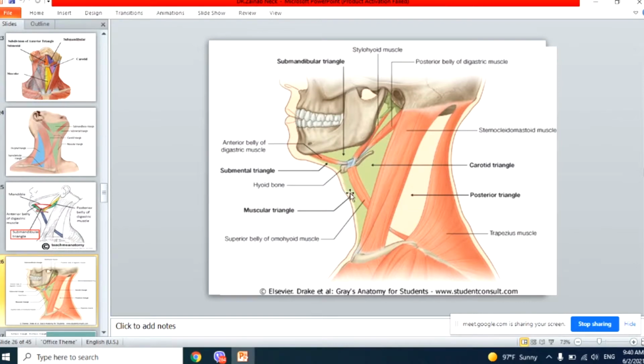We reach the muscular triangle. What is the boundary, حدود? It is formed by the midline of the neck, the superior belly of the omohyoid, and the sternocleidomastoid muscle. It's so easy if you just know the names of the muscles: the omohyoid muscle, the digastric muscle, and the sternocleidomastoid muscle.